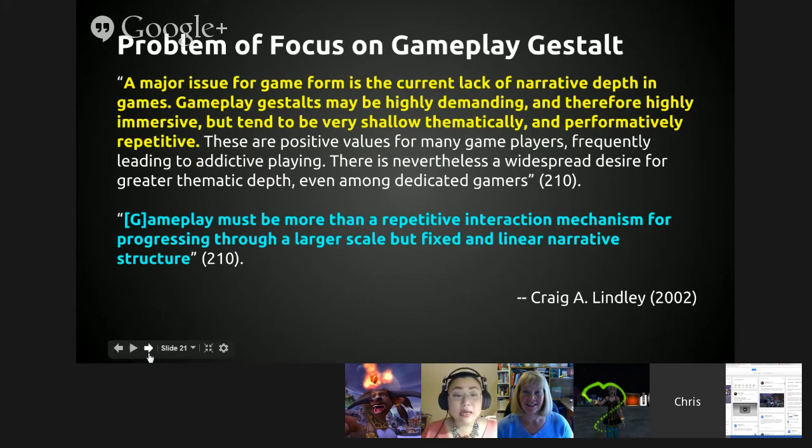Then he also says, gameplay must be more than a repetitive interaction mechanism for progressing through a larger scale fixed and linear narrative structure. So his beef is really with the dramatic narrative all the way back to Aristotle, which has the beginning, middle, and end that's linear. So he's calling for a non-linear way of designing, not just focusing on gameplay, but really focusing on how to incorporate narrative into a game. Okay, so next.